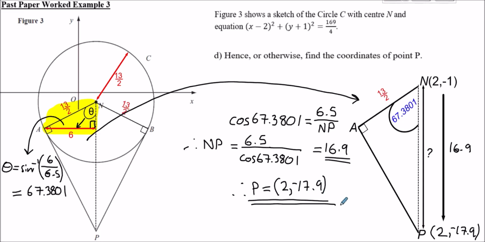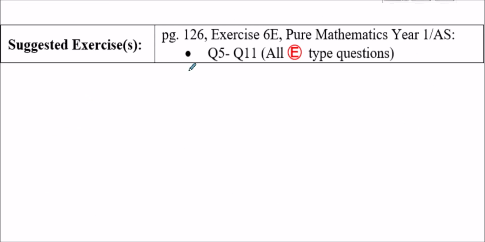And you can now breathe a sigh of relief. We've done one of the hardest questions we've worked through together. So now, chaps, it's over to you. What you need to do next is turn to page 126, exercise 6E, pure mathematics book. So questions 5 to question 11, do all the E-type questions, and those E questions are the types of questions you might see in an exam.